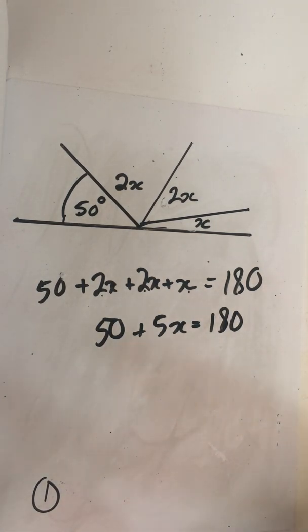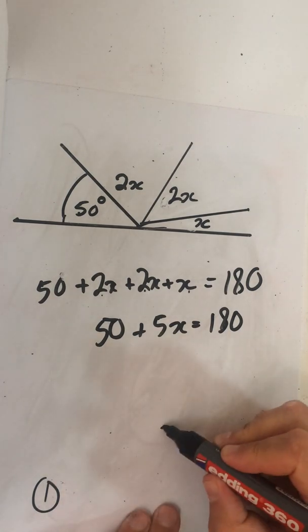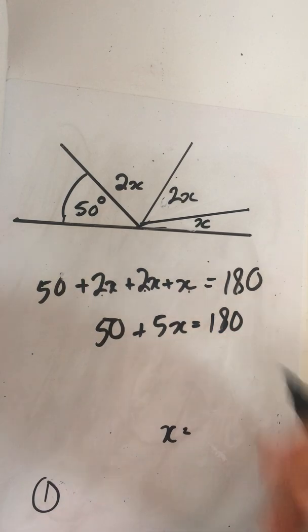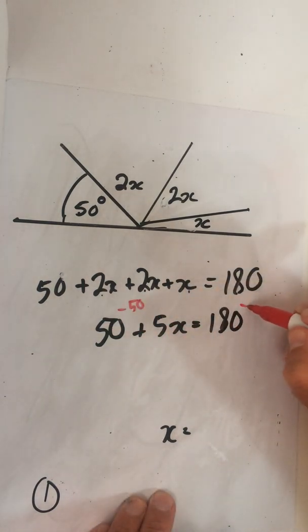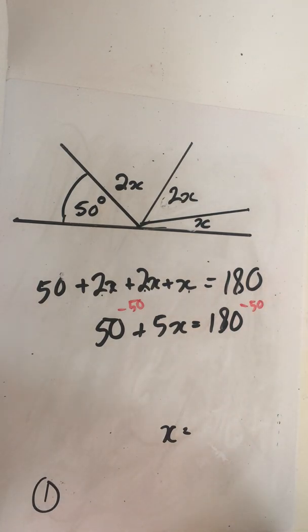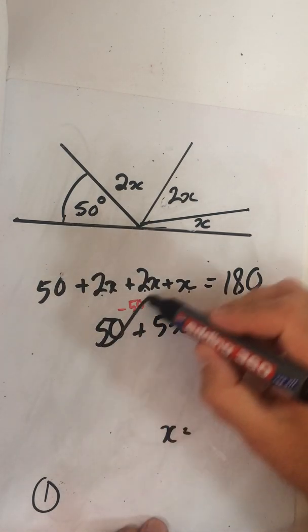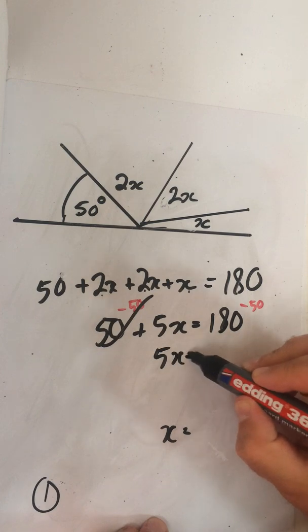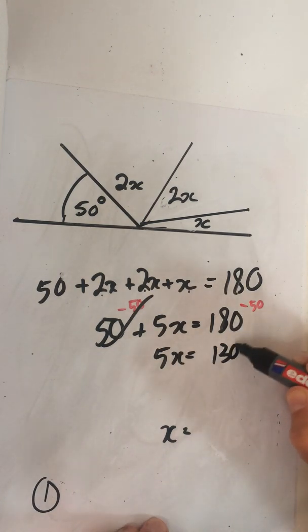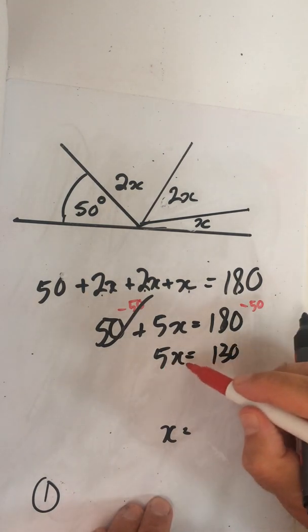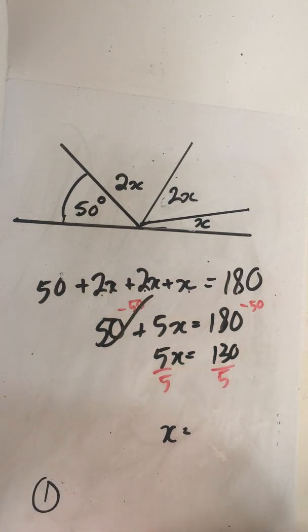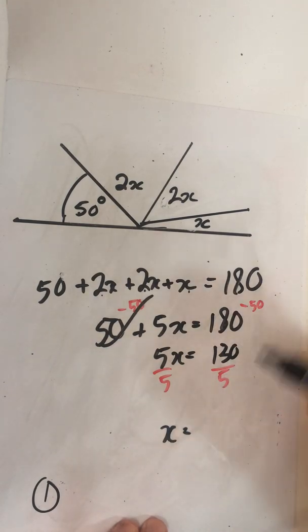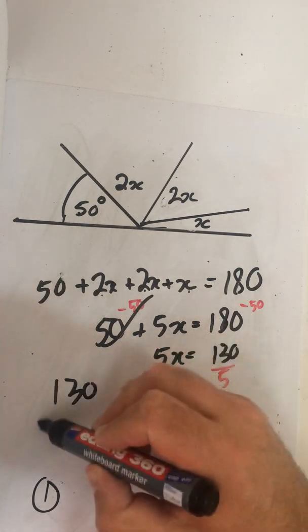Remembering, I want to be left with the value of x. So I want to get rid of this plus 50. I'm going to take 50 away from it, and take 50 away on the other side of the equation. That gets rid of that. So now it's 5x is equal to 130. This is 5 times x, so I'm dividing by 5, dividing by 5. That leaves me with x, 130 divided by 5.